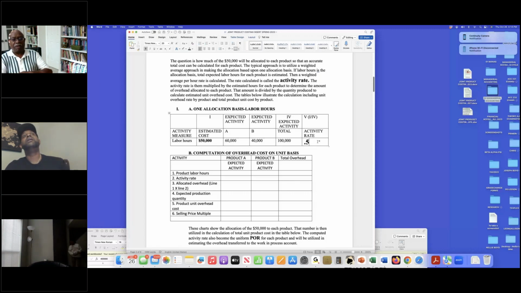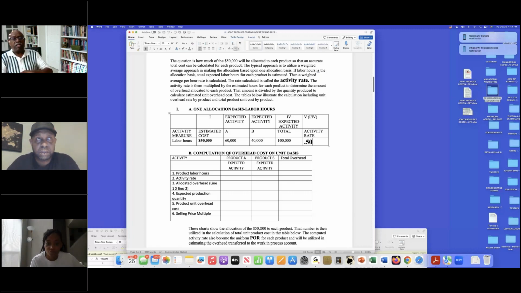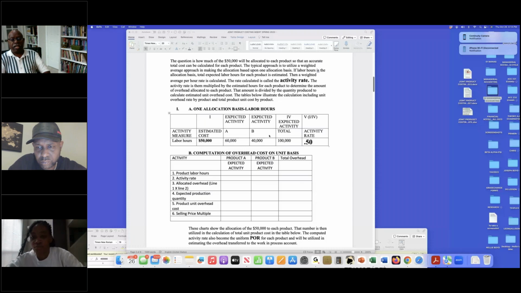Wait, where did the 60 and the 40,000 come from? Those are just examples, right? Okay. You add the 60 and 40, then divide again. Column 1 is divided by column 4. And so we get this activity rate of 50 cents. So all you're doing, the activity rate is the MOH, and now we're going to use that to get the unit MOH. Okay.